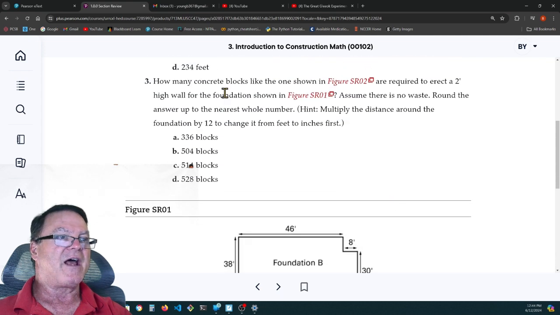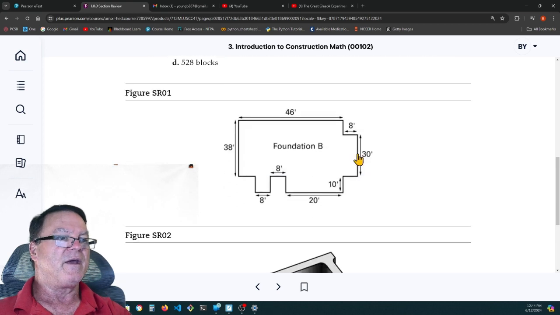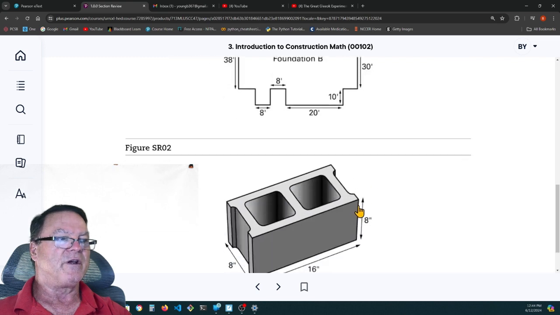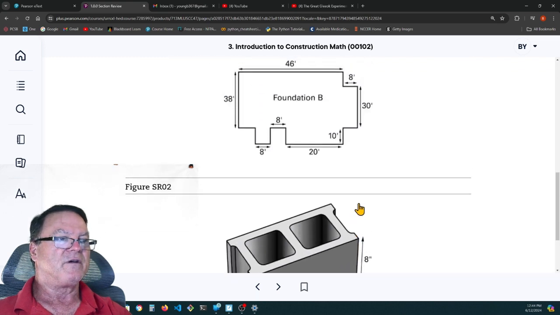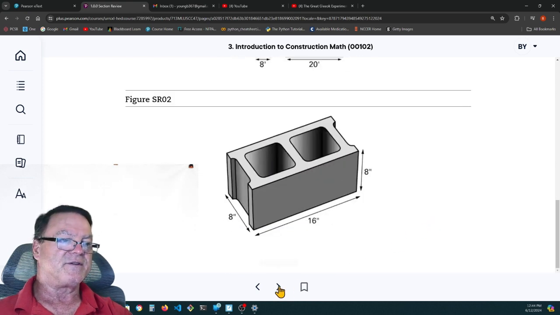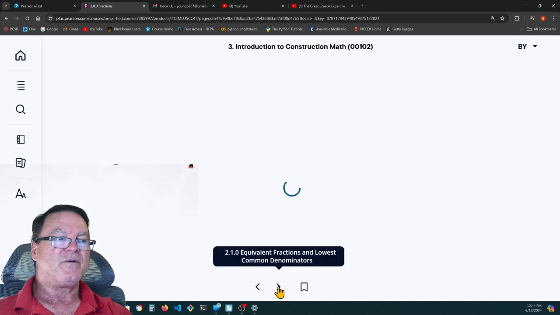And then the third one says, how many concrete blocks, like the one shown in figure SR02, are required to erect a 2-foot high wall for the foundation shown in figure SR01? And again, I'll let you look at that. You can try to calculate that on your own and talk with your instructor about it. See what his answer is. Okay.